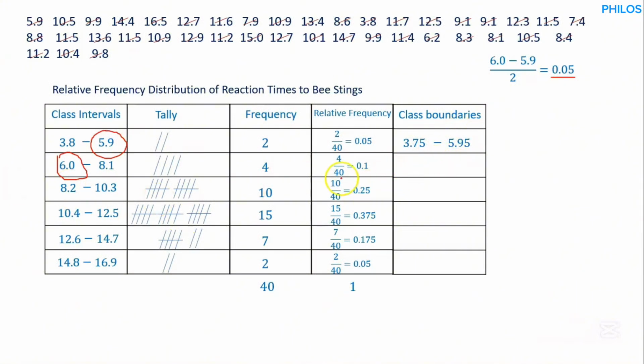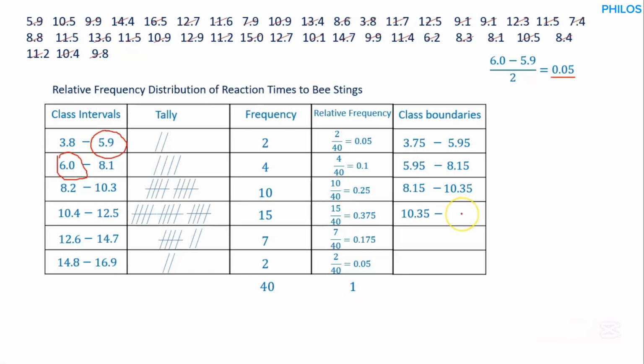So we go to the second class and do the same. 6.0 minus 0.05 will give us 5.9. When we add it to this, it will give us 8.15. 8.2 minus 0.05 will give us 8.15. To 10.3 plus 0.05 will give us 10.35. Then 10.4 minus 0.05 will give us 10.35.